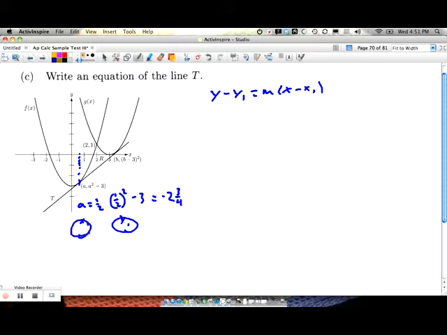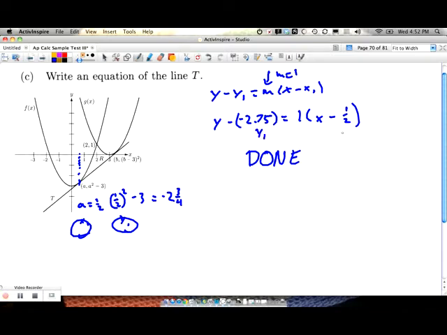So the tangent line is going to be y minus y1, which is negative 2.75, equals m, the slope, which is 1, times x minus the x value, which is 1/2. Done. That was so fast, because all we needed was the y value, the x value, and the slope. And we had those. We just had to input them.